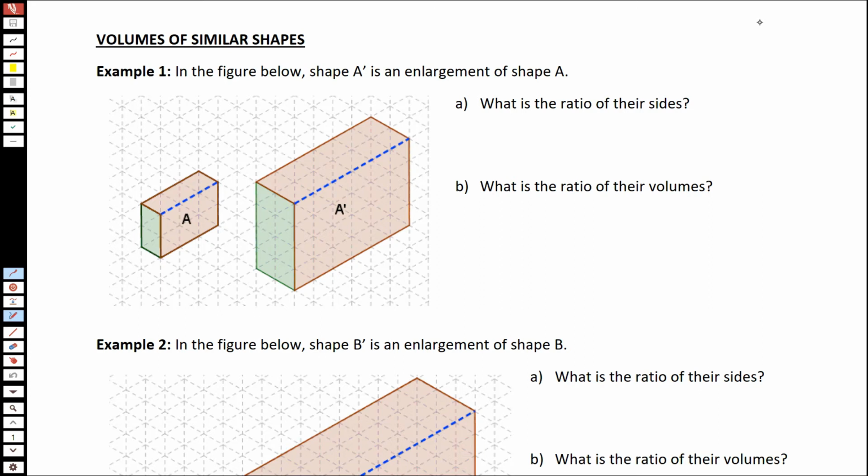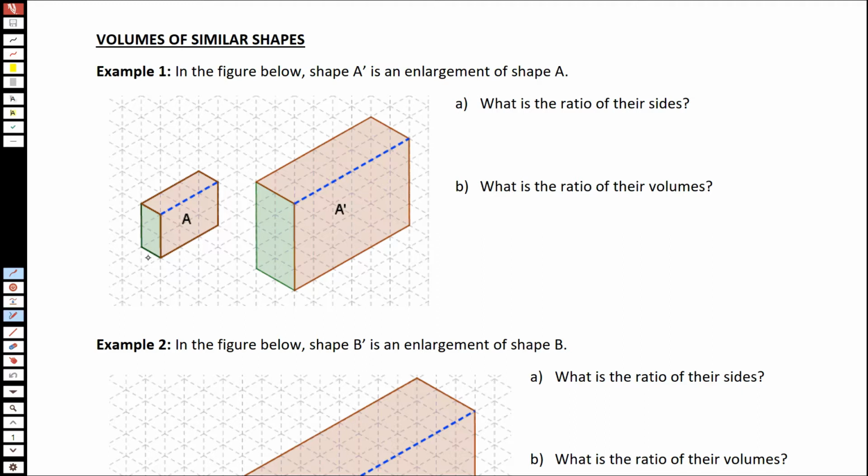In this video, I'll discuss the volume of similar shapes. Now, in example 1, we're given that shape A dash is an enlargement of shape A. So before I start working out the ratio of the sides and the ratio of their volumes, let me first of all include the measurements of the shapes.